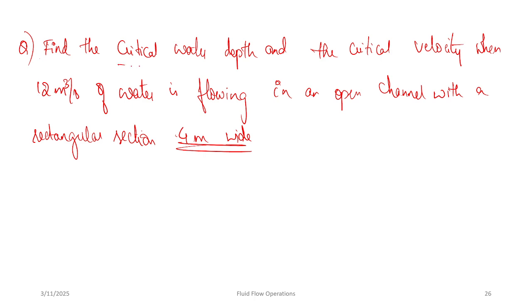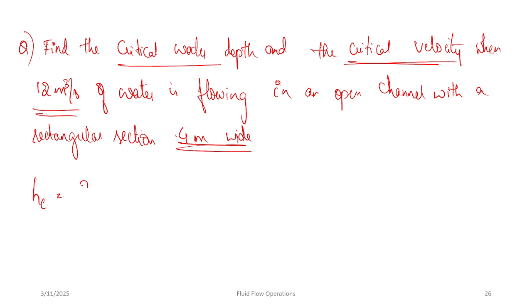So we're asked to calculate critical water depth and critical velocity. We're asked to calculate these parameters at a 12 meter cube per second water flow rate. So this is going to be the maximum flow rate. So what is the relation? What are the relations that we have?